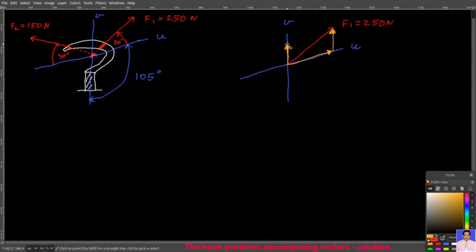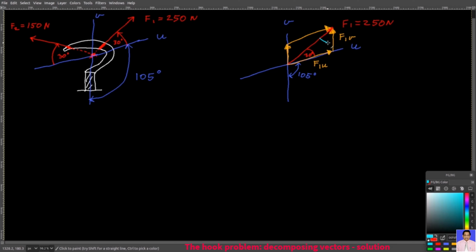And if I choose to use the parallelogram rule, then I can also draw a vector here, which is the shifted version of this one. So if I want to decompose F1 along the U and V axis, then I have to find this vector that I call F1U and this vector that I call F1V. You already know that this is 105 degrees, this is 30 degrees, and so what I need to do now is find some more angles in this triangle.